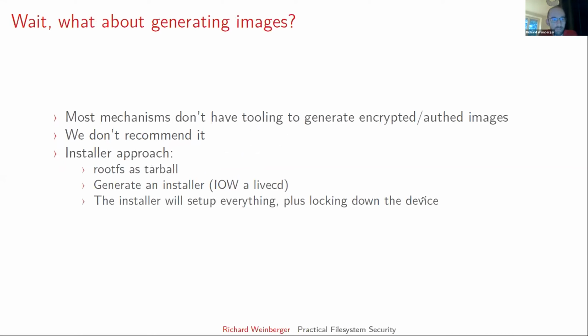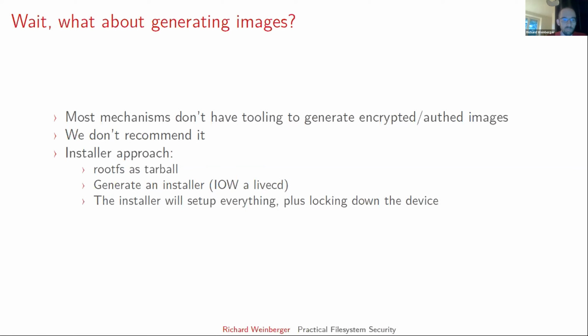Now you may wonder, hey, what about generating images? When I use Yocto, then I generate an image. I have my ext4 image, and it will give me an image for my SD card and so on. When you use dm-crypt and these other mechanisms, this is no longer possible, because there's not much tooling to create such an image offline. And I also don't recommend it. As I said before, a pre-computed image helps the attacker.